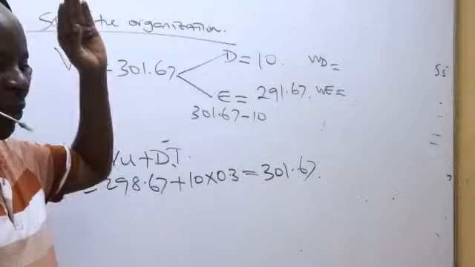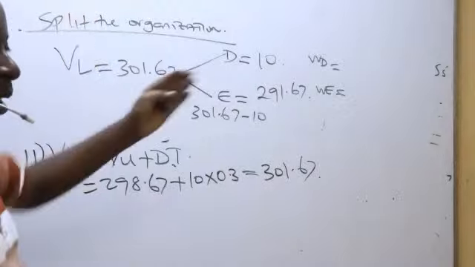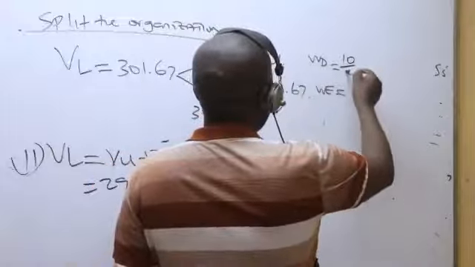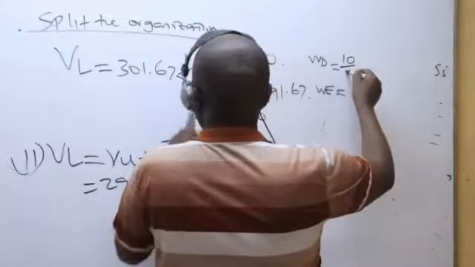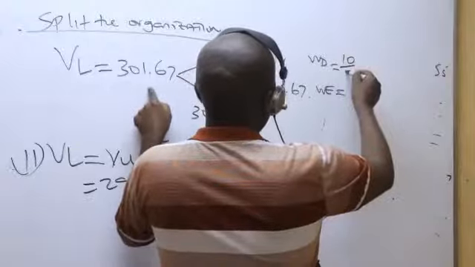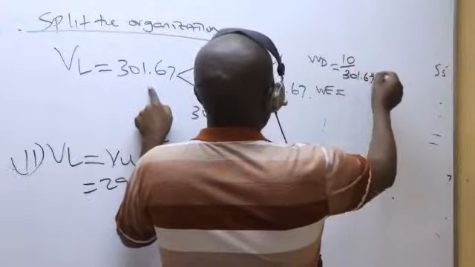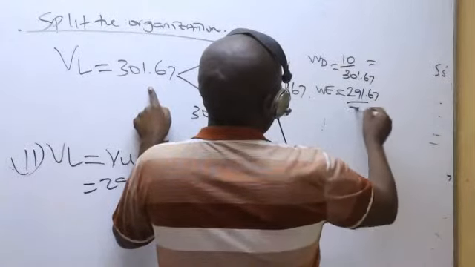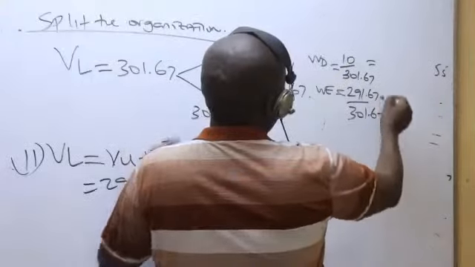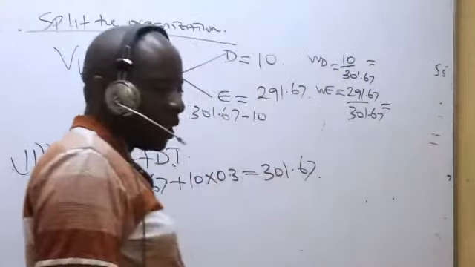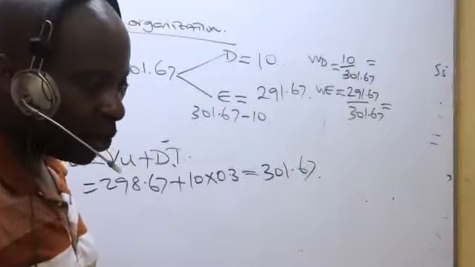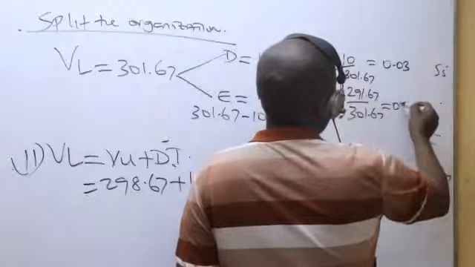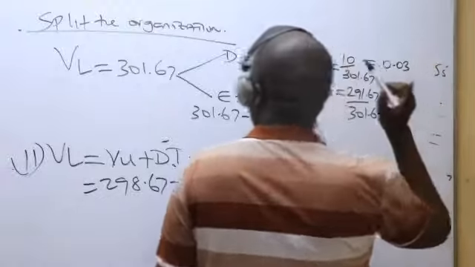This has woken up when we're almost finishing the class. Better late than never. So the weight of debt will be 10 divided by total firm value, 301.67. The weight of equity will be 291.67 divided by 301.67, which will give us what figures? The first one, I'm being told, is 0.03. That is the first thing I'll do, split.